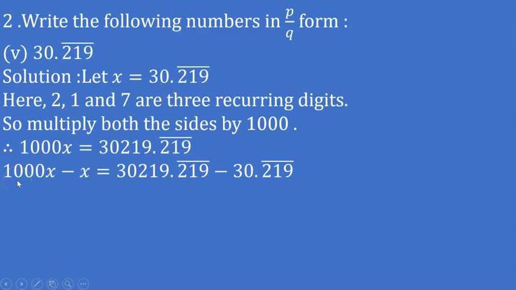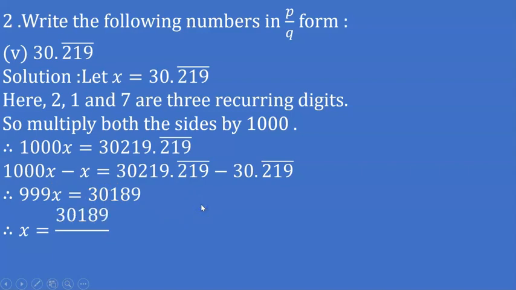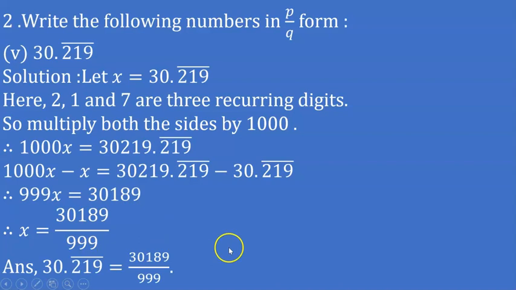Then you will get 1000x minus x on the left hand side, and on the right hand side 30219.219 recurring minus 30.219 recurring. After subtraction you will get 999x equals 30189, and hence x equals 30189 upon 999, and this is the answer.